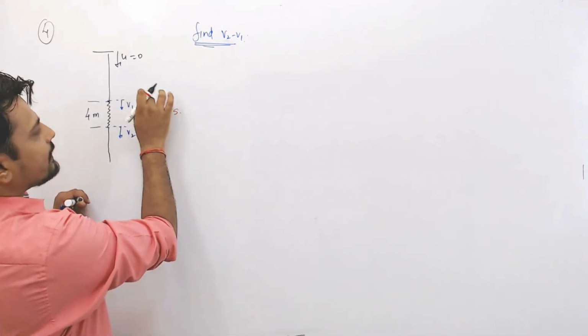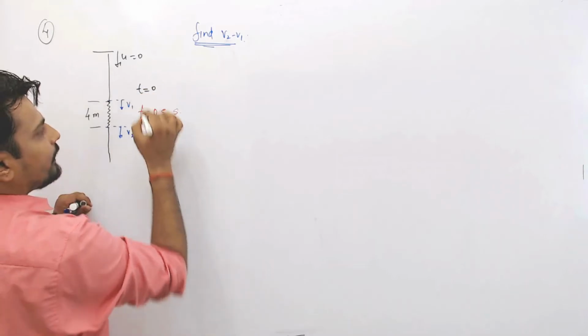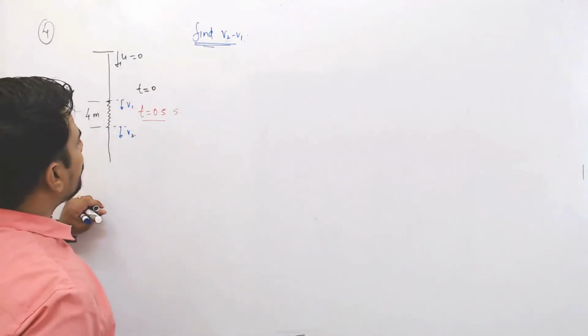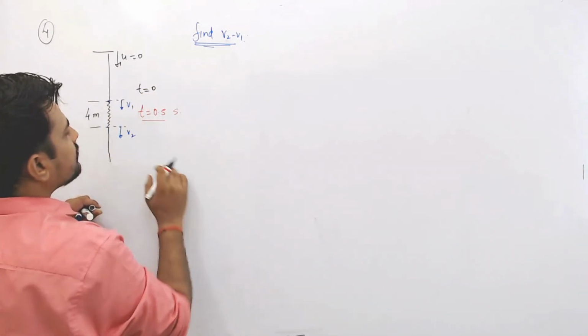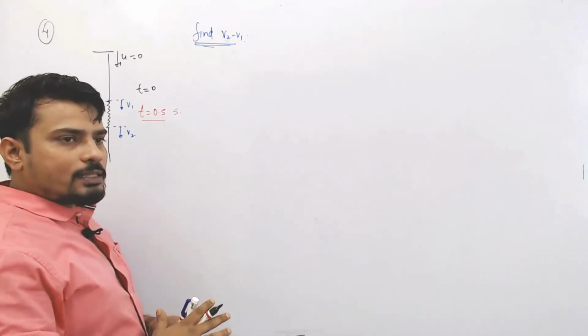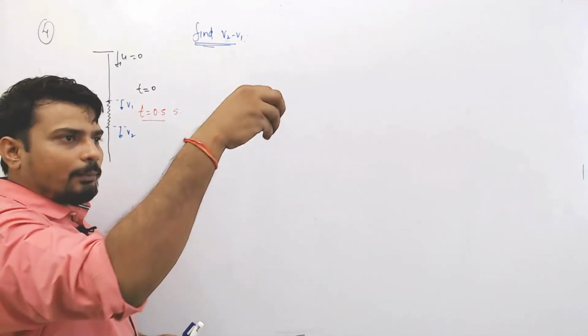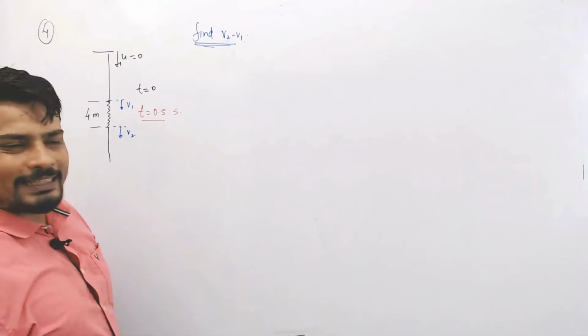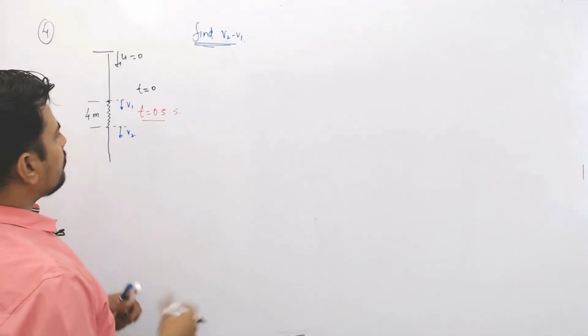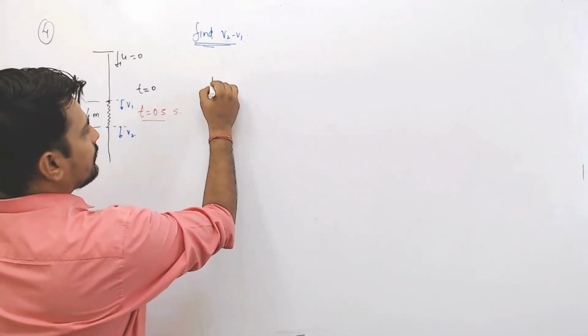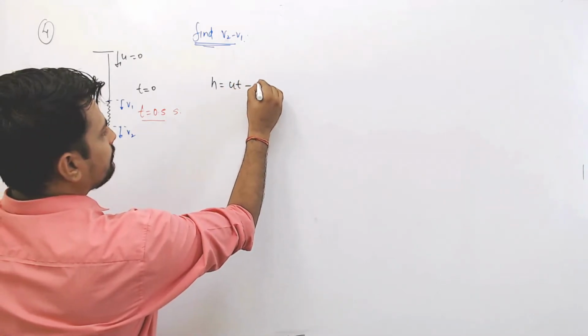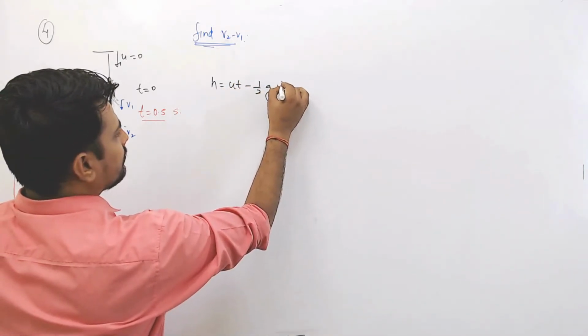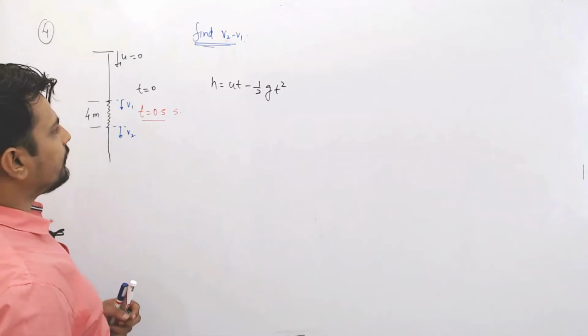Can I assume this is my initial position? Let's say the body is here at t equal to 0 and having an initial velocity of v1. So you can correlate that a body is thrown down with a certain velocity. It's not dropped, it's being thrown down. तो कोई मुश्किल नहीं है. We know that h is equal to ut minus half gt square. The reason why it is negative is because g is downward, so negative.